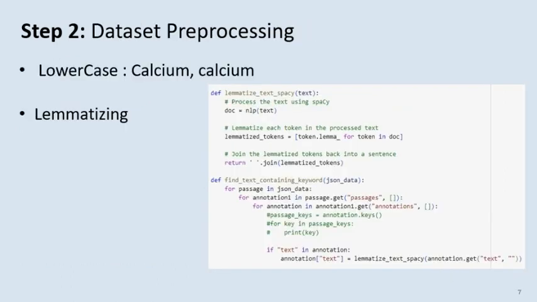The next step is the dataset pre-processing. For the pre-processing, first we make lowercase all the sentences, because as you can see here, for some of the models, the entity extraction models, uppercase and lowercase are different, so we lowercase all the words in the sentences.